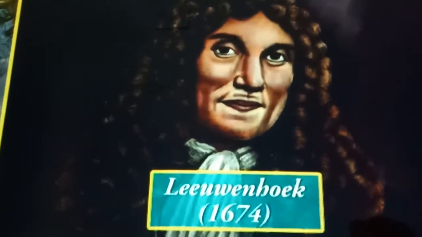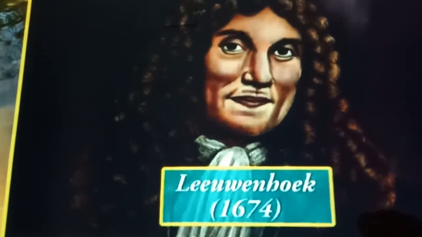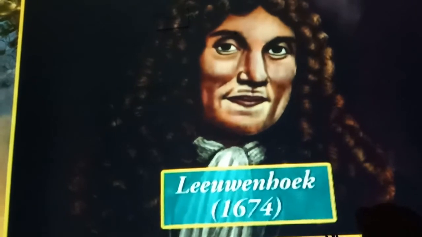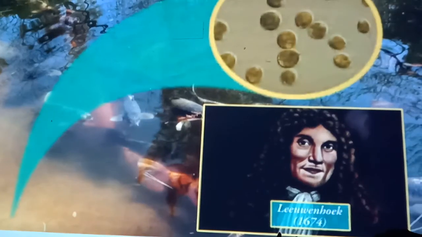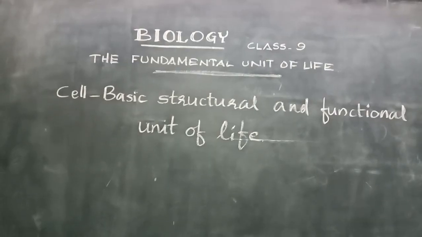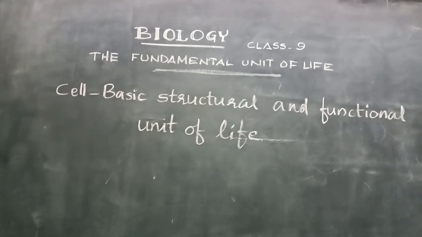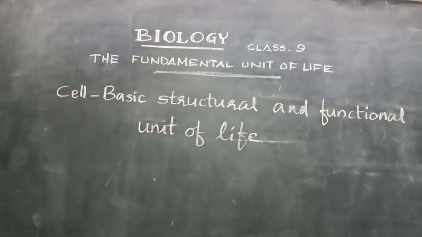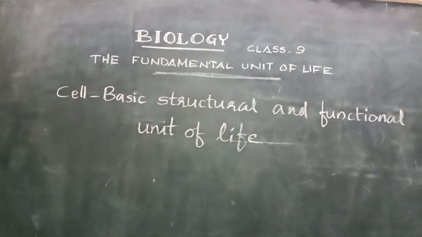Here is another scientist, Leeuwenhoek. In 1674, he discovered the living cell. That means Robert Hooke discovered the non-living cell, and Leeuwenhoek discovered the living cell. He discovered the living cell from pond water. After the discoveries of Robert Hooke and Leeuwenhoek, the cell got a definition, or we can define the cell. Cell is the basic structural and functional unit of all living things, or the basic structural and functional unit of life.